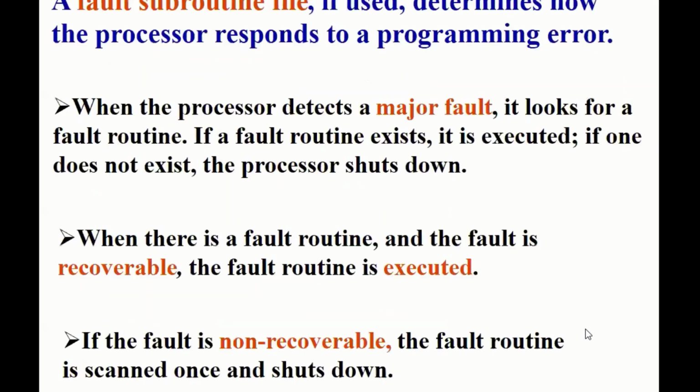Okay, and the other one is the fault subroutine file. That's another to determine how the processor responds to a programming error. You can modify that. When the processor detects a major fault, it looks for a fault routine. You're usually going to have a fault mode on your controller. When there's a fault routine and the fault is recoverable, the fault routine is executed. If the fault is not recoverable, the fault routine is scanned once and shut down.